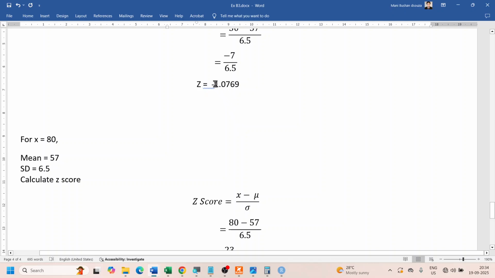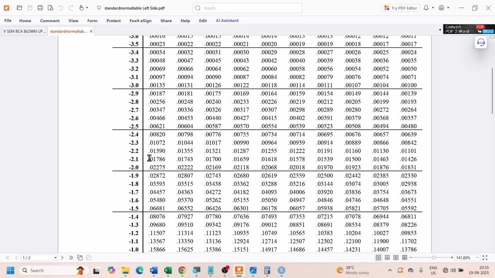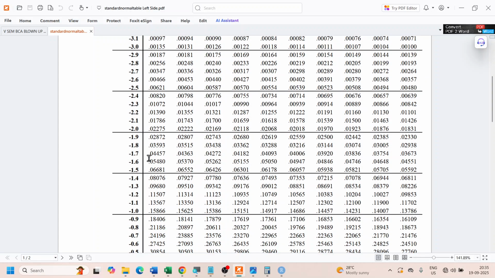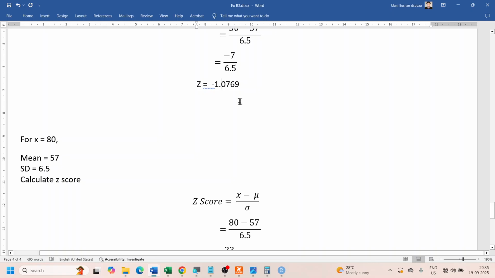So this is minus 1.07. You will not use this part; you will only use 1.07. So let's go with 1.0 and 7, the negative sign is there. I'm going to go here with 1.0. Notice this is 1.0, and then 7. So next value is 7.